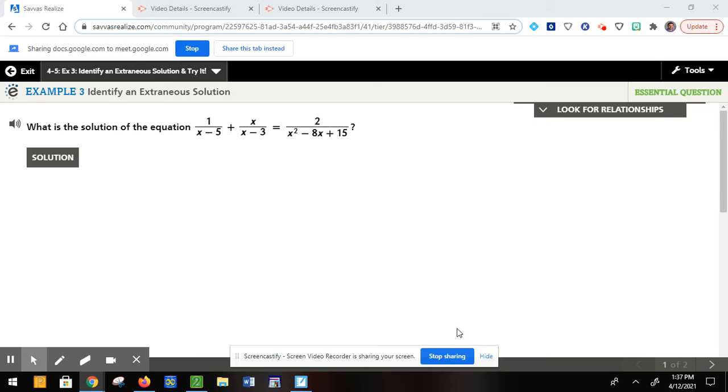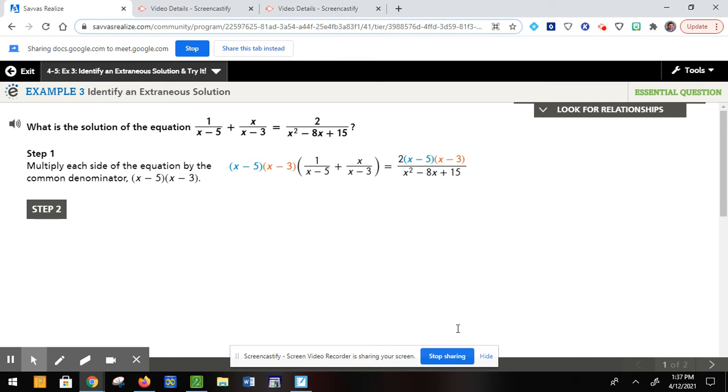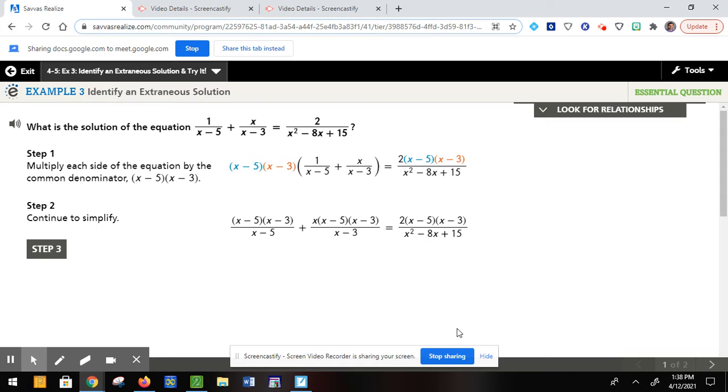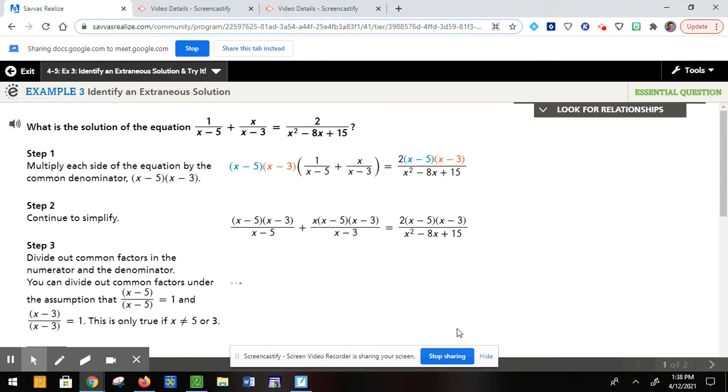So the first step is very similar to what it's been. Multiply both sides by what the common denominator would be. So it's going to be x minus 5 times x minus 3. When you do that, you end up with these fractions, and then a lot of this can get simplified. We end up with just that left over.